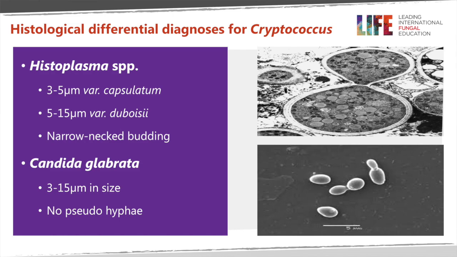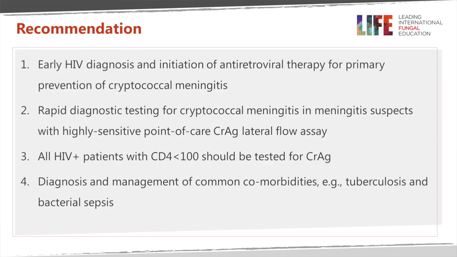Of course, we have to be aware of the fact that there are other yeasts which may be confusing, which have a similar morphology and may appear to be Cryptococcus. So, for example, Histoplasma, similar in size, but a different morphology. Also, Candida glabrata may appear to be similar. So, again, it's a matter of expertise in looking at tissue sections in these various infections so that you can be sure that you're diagnosing the right infection.